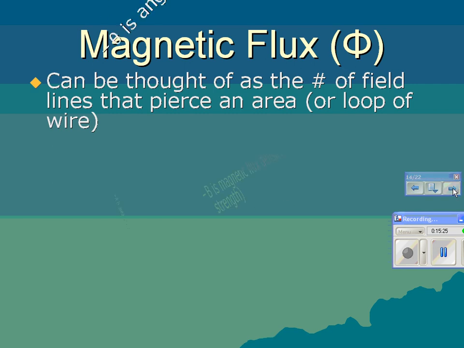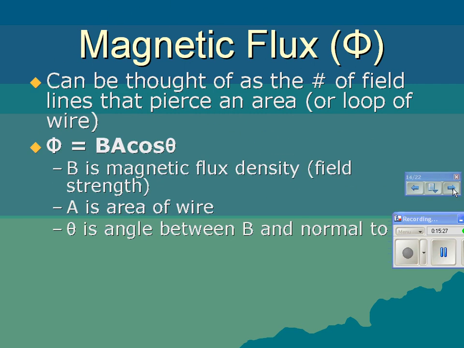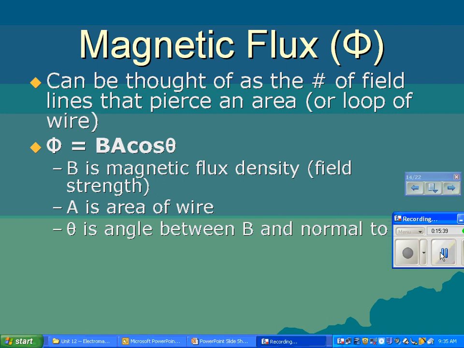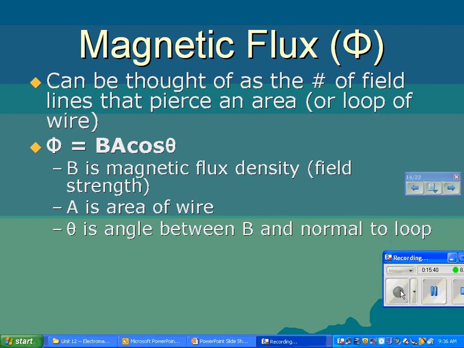Excellent. So magnetic flux can be determined by three things. The strength of the field, the area of the wire, and the angle between the loop and the field. There's our equation. Flux equals BA cos theta. Calculate the area normal to the loop. So we measure the angle relative to a normal to the loop, or a perpendicular line drawn to the loop.